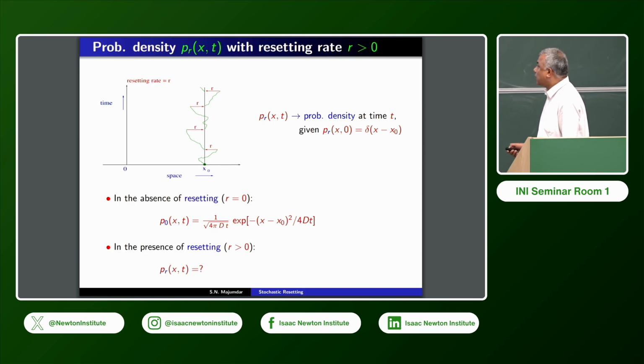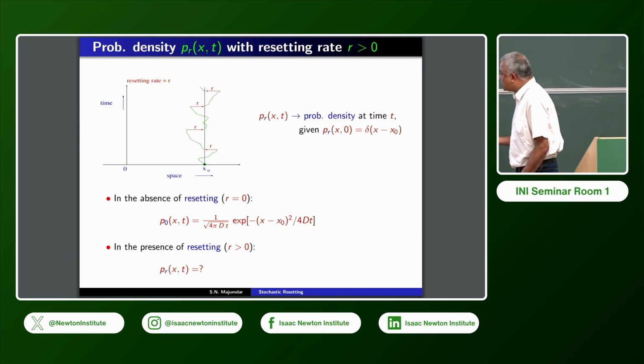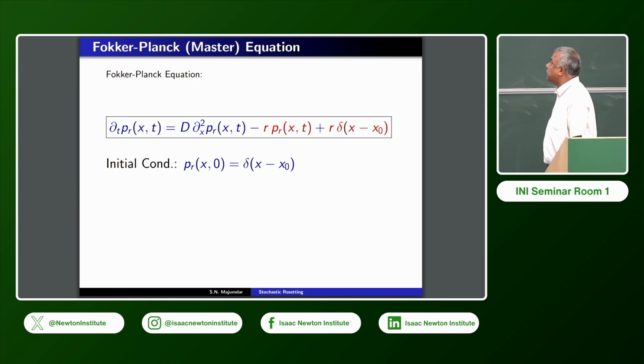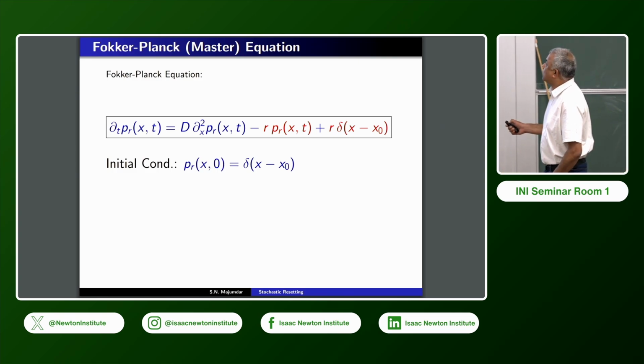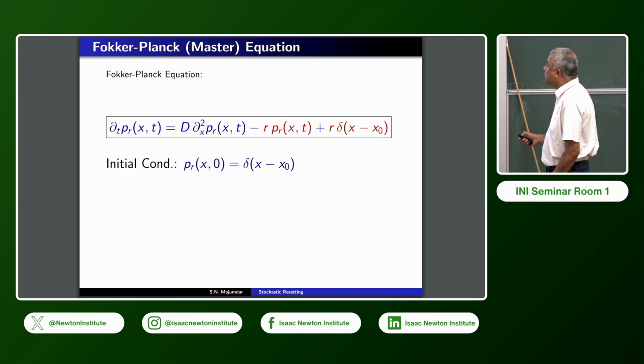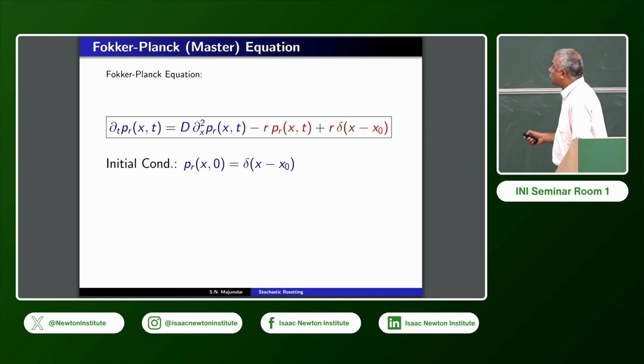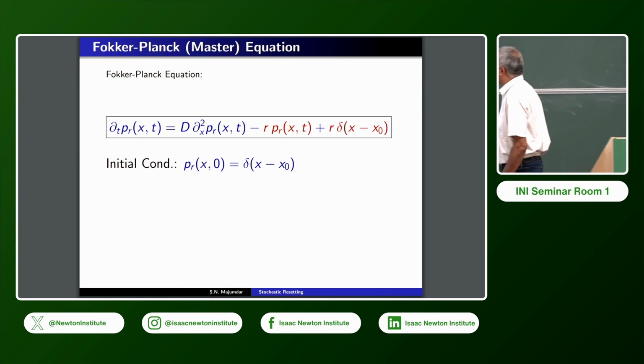Now the question is: when I switch on this resetting rate r, what happens to this P_r(x,t)? The answer is actually very simple, because you can easily write down, and this is the only equation I'll use in my talk, a sort of Fokker-Planck equation for the evolution of this P_r(x,t). In this Fokker-Planck equation, on the left-hand side, you have the partial derivative of P with respect to t. On the right-hand side, in blue, this is the usual diffusion term, the diffusion equation. But now there is a resetting. So this is a sort of Markov process.